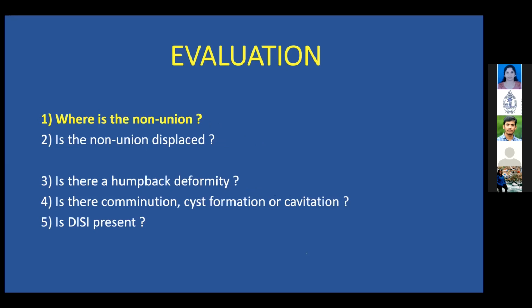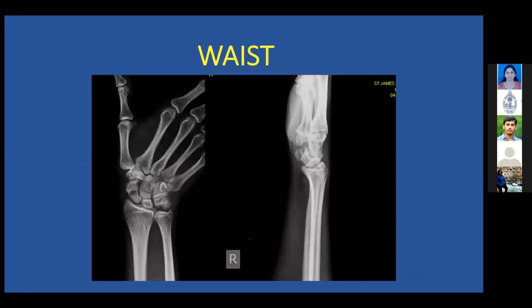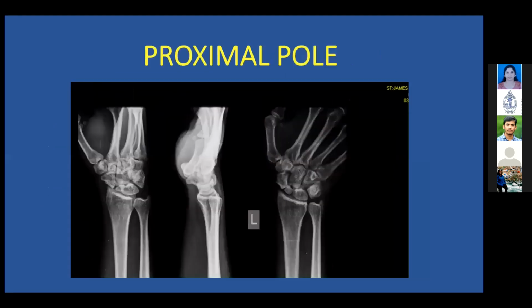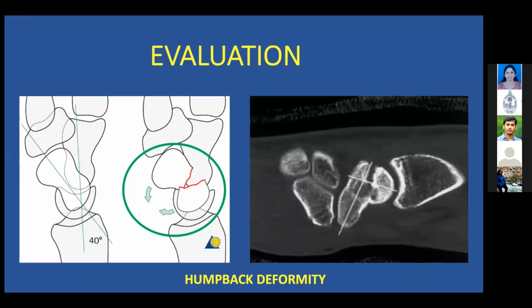So the first question, let's see, where is the non-union? So we can see in this X-ray, there is a distal pole. In this, you can see there is a waist. In this, you can see the proximal pole. Again, in the same X-ray, you can see whether it's displaced or not. So next is the humpback deformity. Humpback deformity, accurately we can tell only with a CT, not with an X-ray. Humpback deformity happens when there is a dorsal comminution and the distal part of the scaphoid flexes forwards, forming a hump.